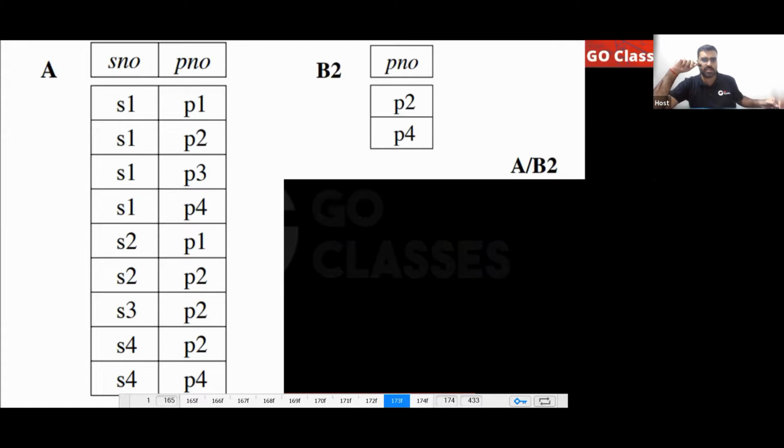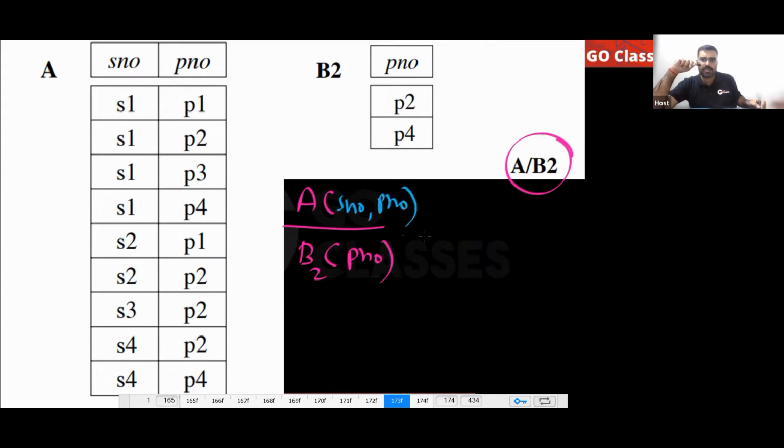Okay, tell me the answer for this one. Again, you can notice your relation A. You want A divided by B2. In B2, you have P number. And in A, you have S number, P number. So what should be the schema for the result? The schema for the result should be S number. Yes or no? Why? Tell me the reason.